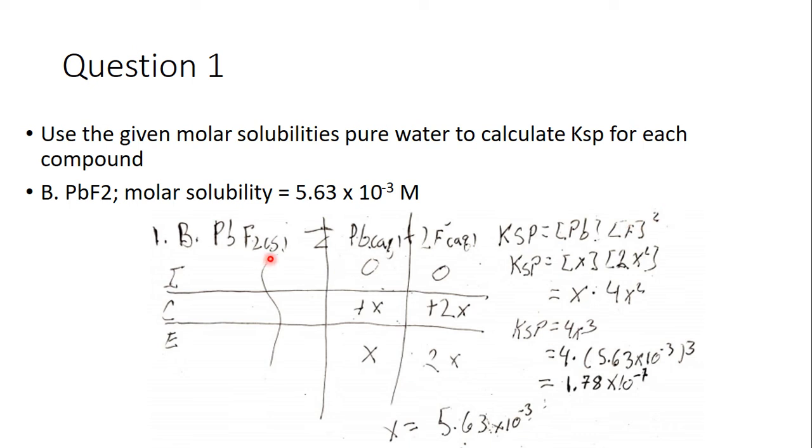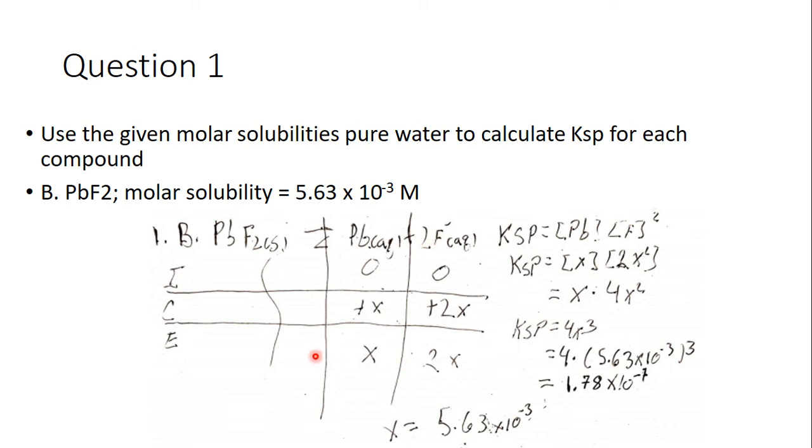When we're doing our ice table, since our solid's not in our KSP, I don't care about that column, so I just cross it out. And we start with no product. Imagine we just dropped this solid into the water, so we don't have any product yet. So 0 and 0 for lead and fluoride. We're going to make product though, so plus X, plus 2X. So at equilibrium, lead will be X, F will be 2X.